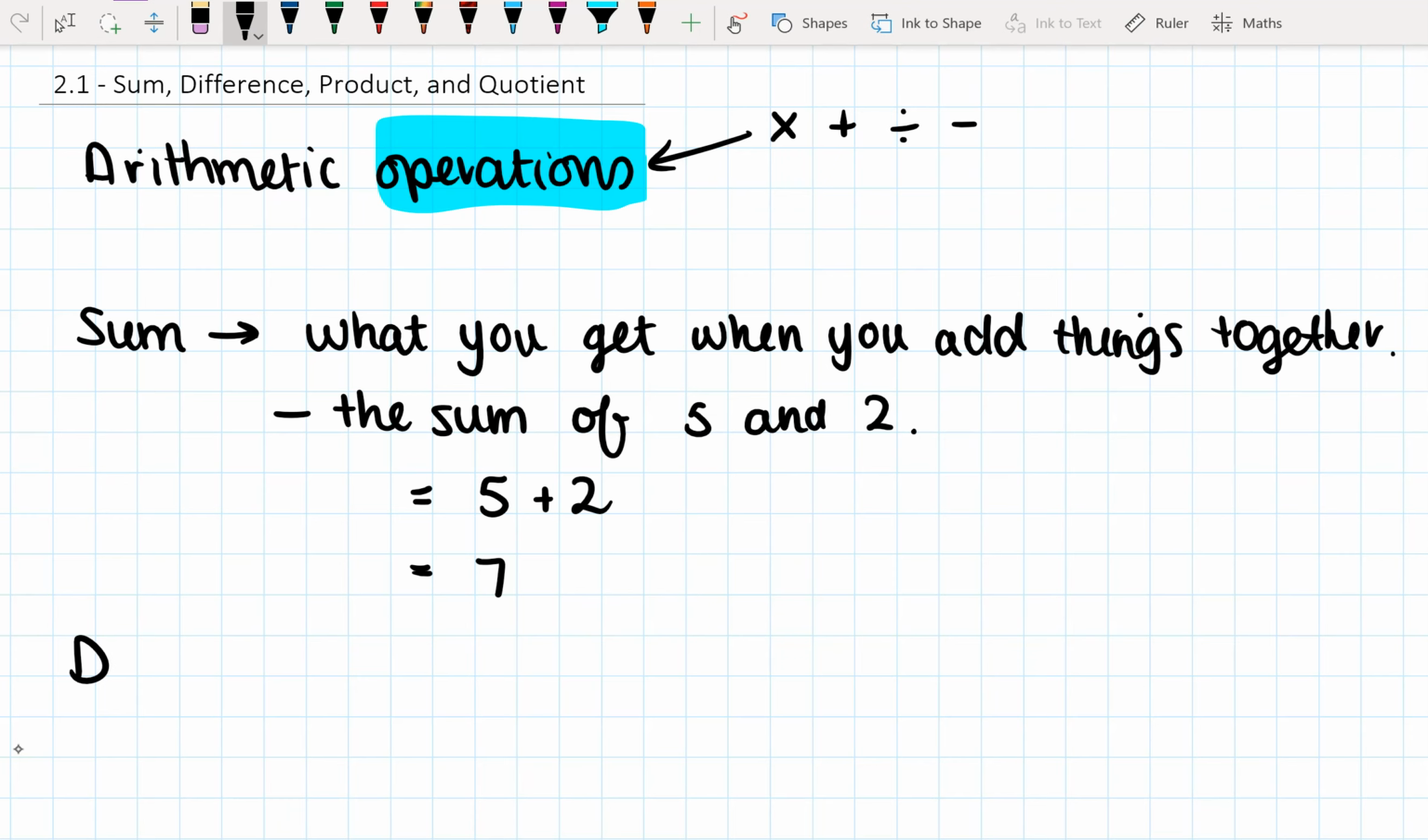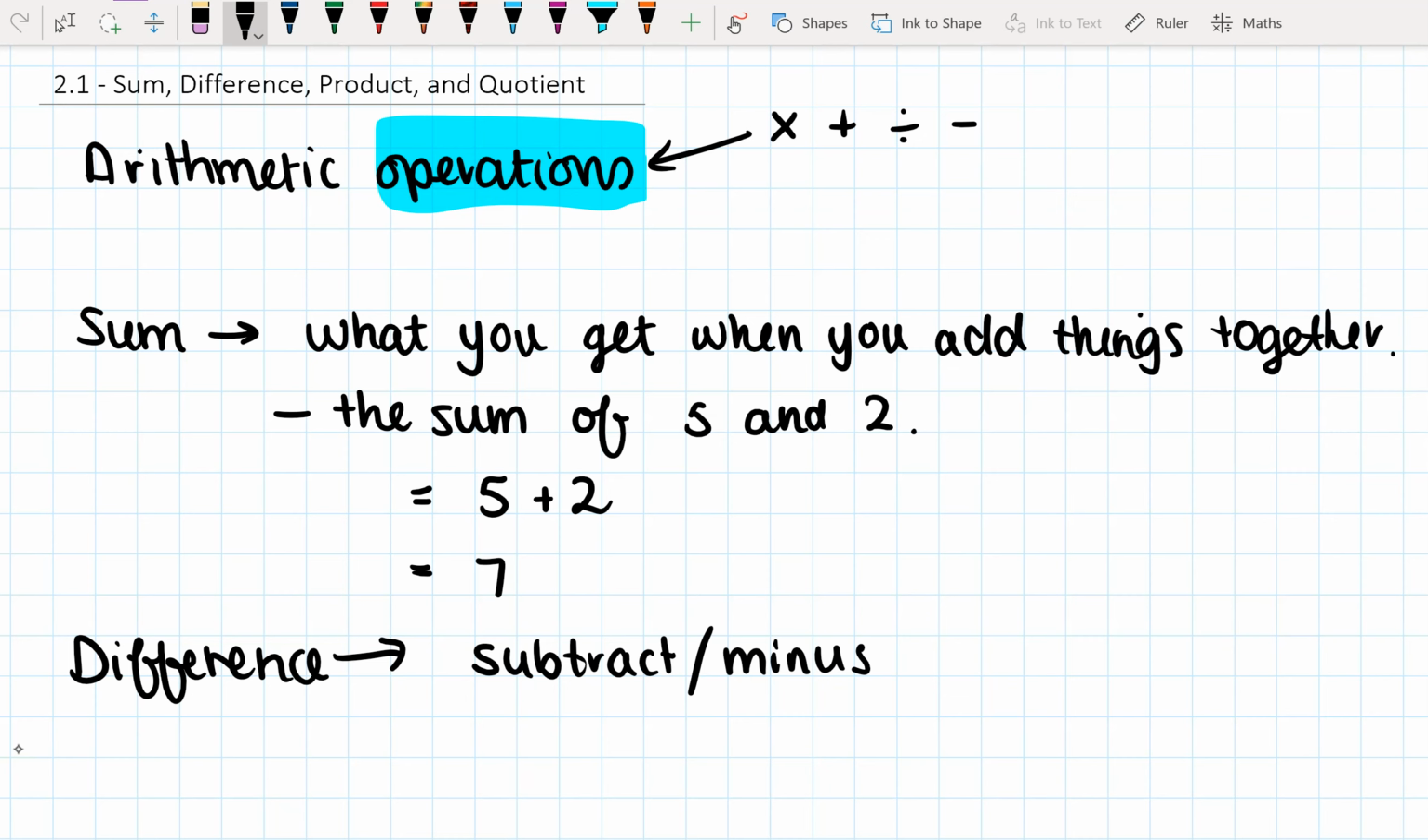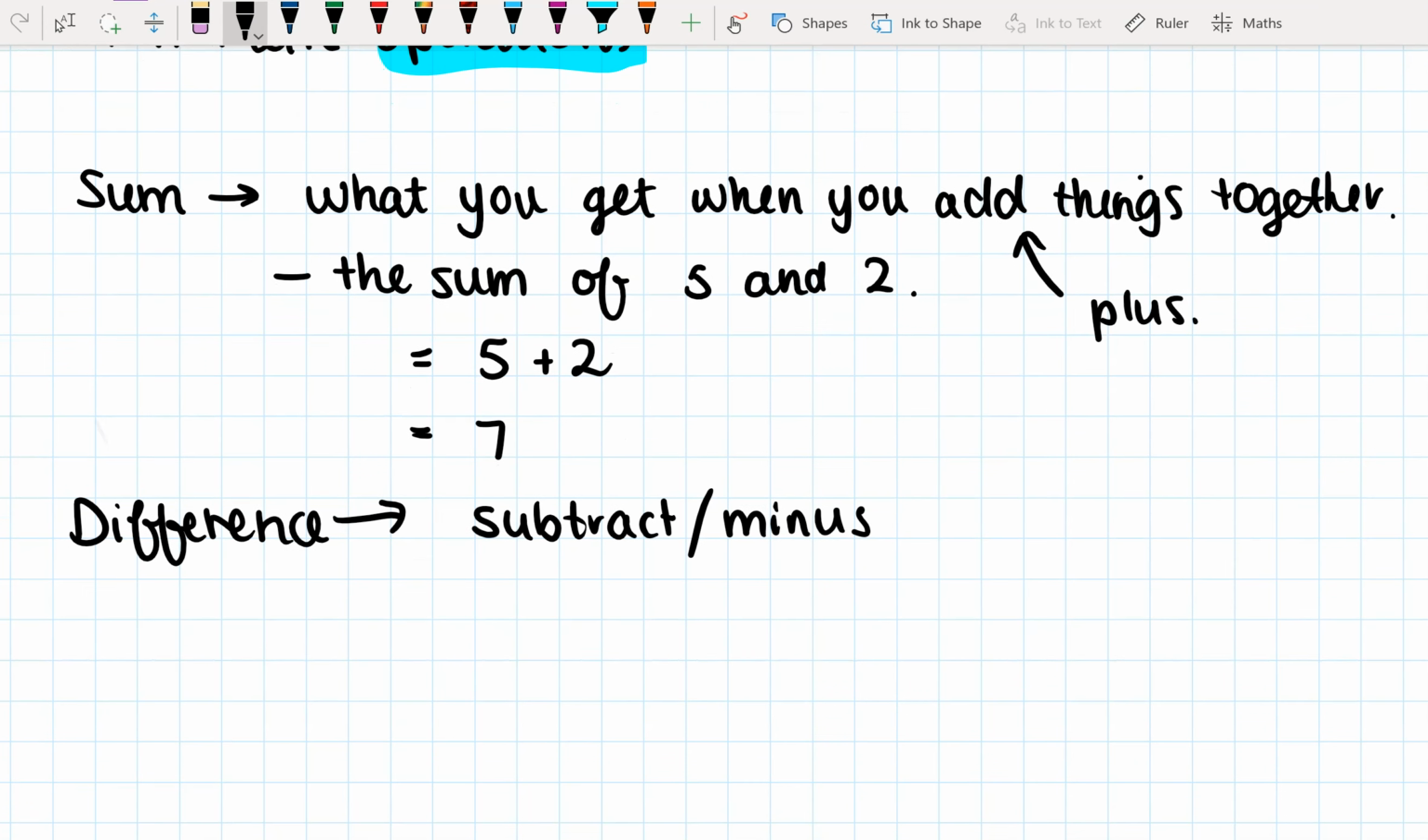Difference. The difference is what you get when you subtract things or when you minus them. So this is the same as subtract or minus. The first one was the same as adding or plus. So difference means subtracting or minusing.